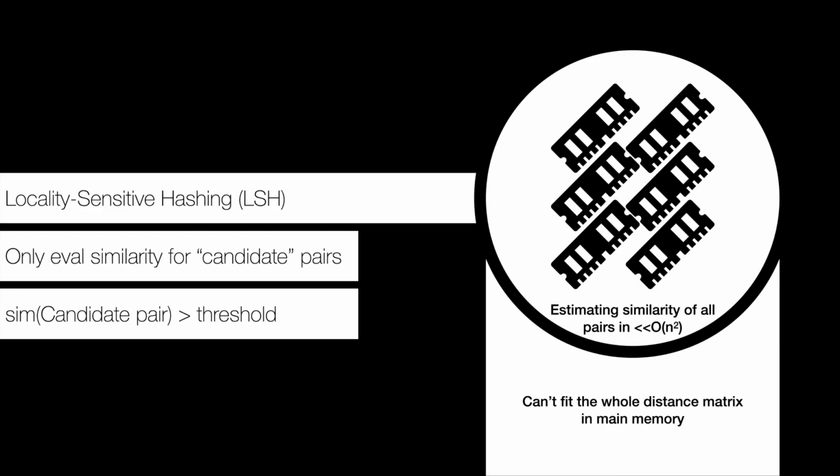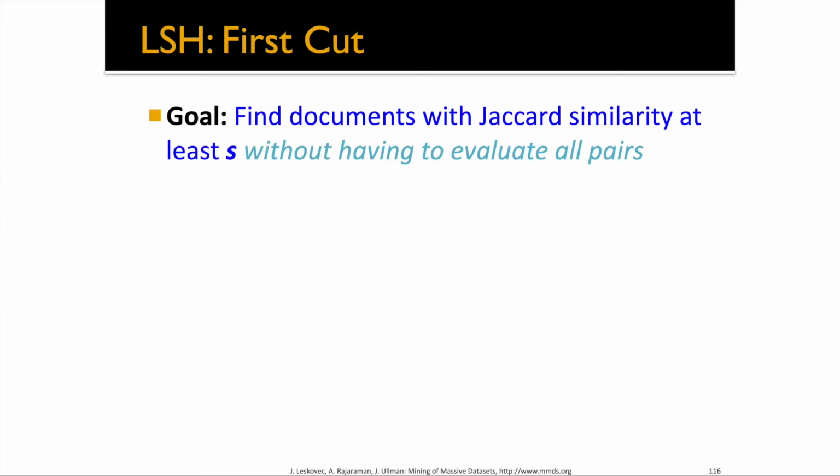All right, so let's wrap up this discussion by talking about locality-sensitive hashing. Recall the goal here is to deal with this problem where we can't store the entire distance matrix in main memory. So what we want to do is only have to look at pairs of documents whose similarity is at least above some threshold. Crucially, we want to avoid having to evaluate similarity for all pairs of things.